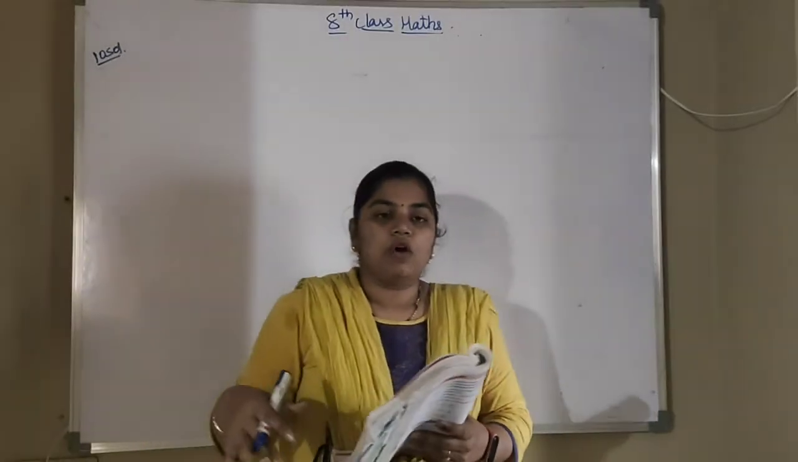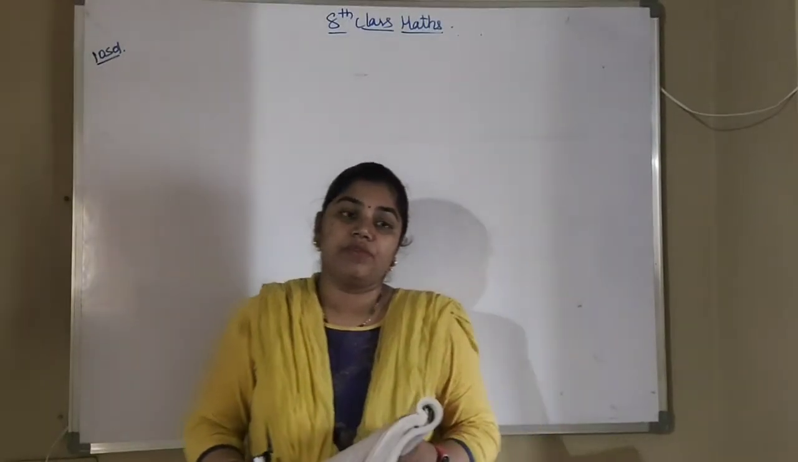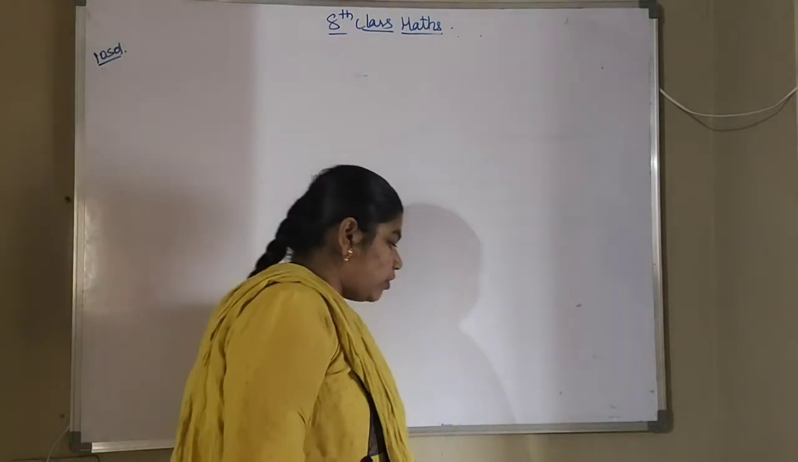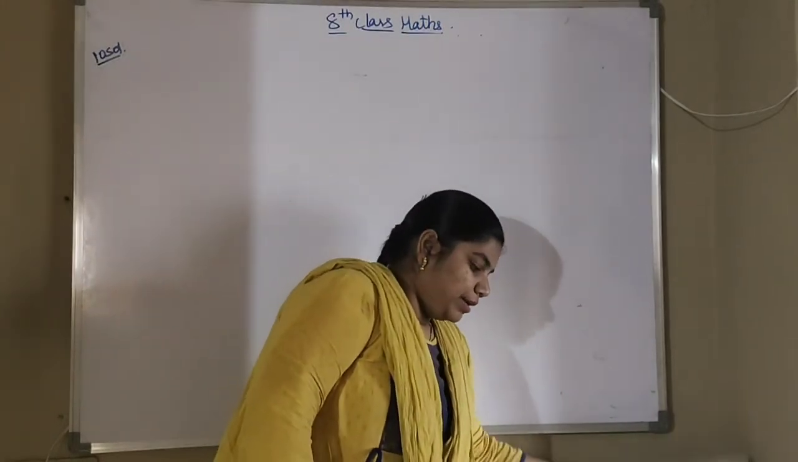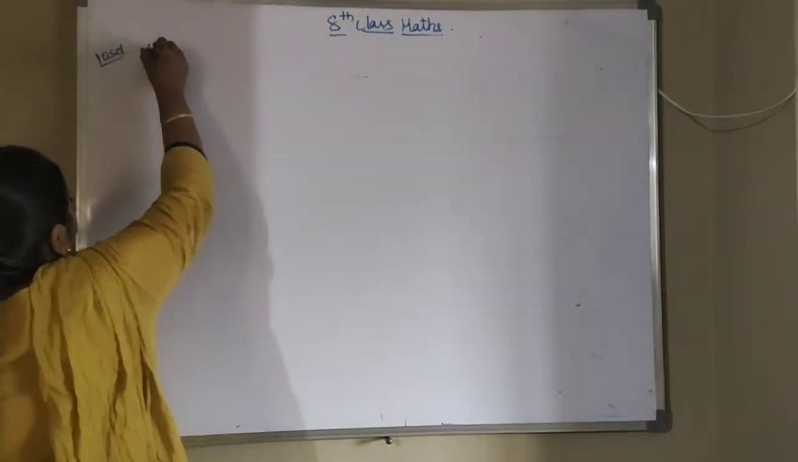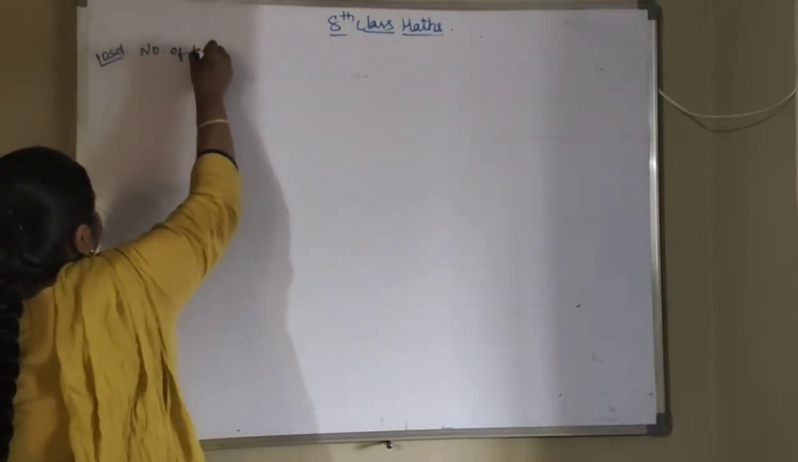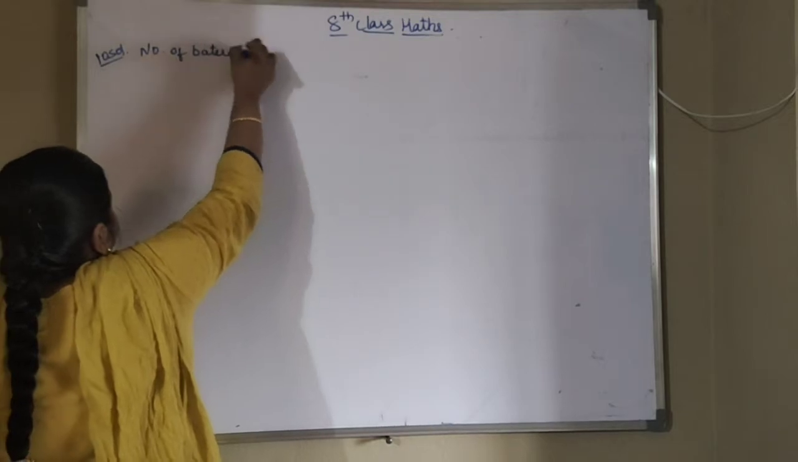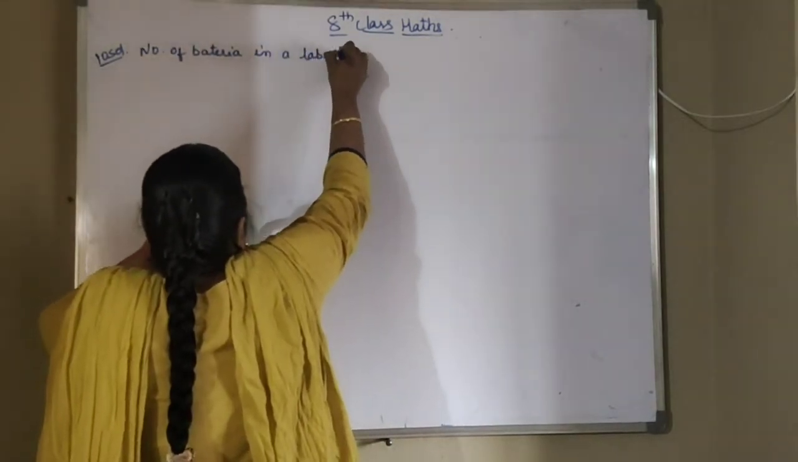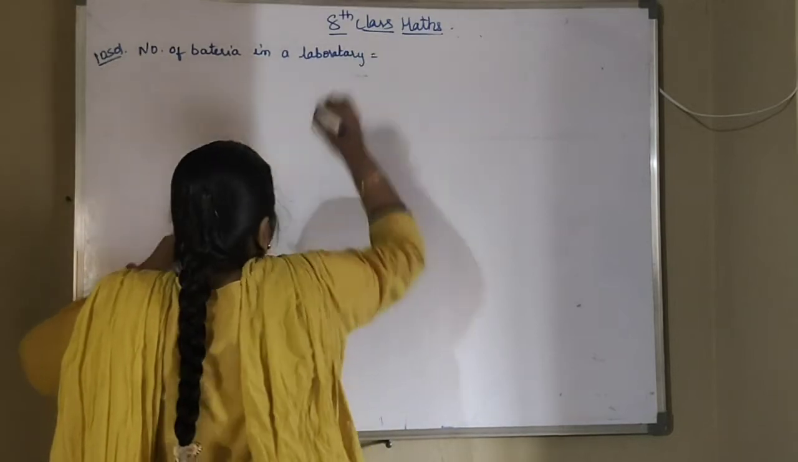So for how many hours do we have to find? We have to find for 2 hours. So we have to find compound interest here. So the number of bacteria in the laboratory we have to find now.